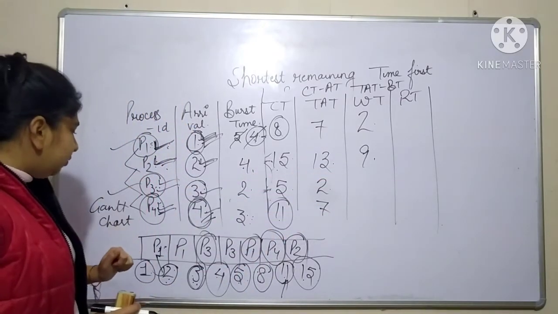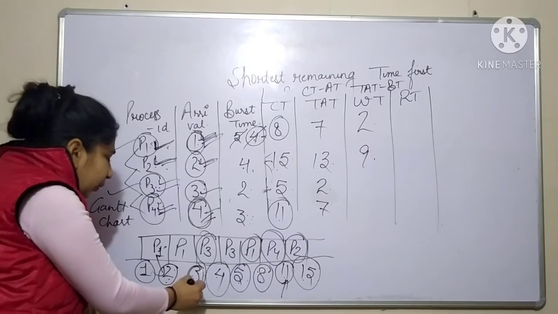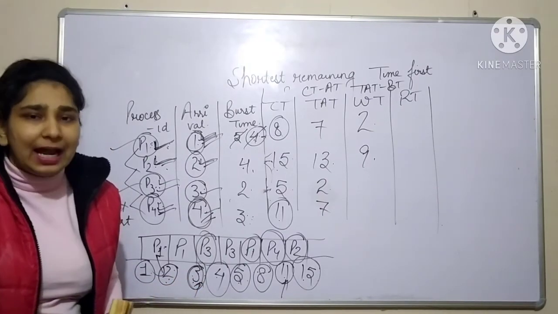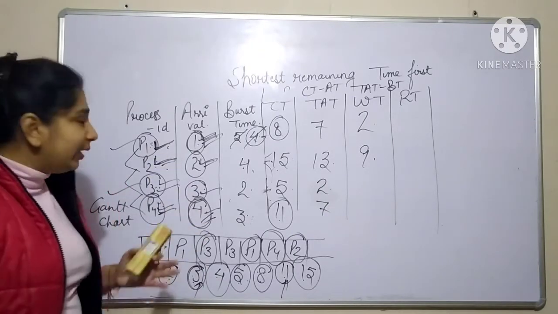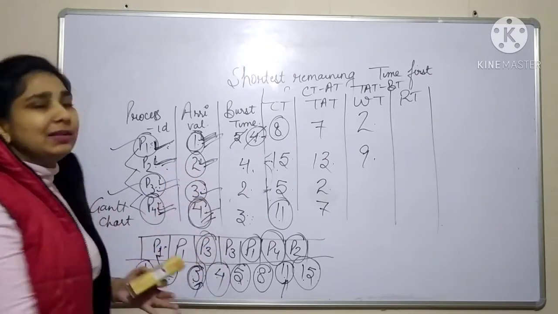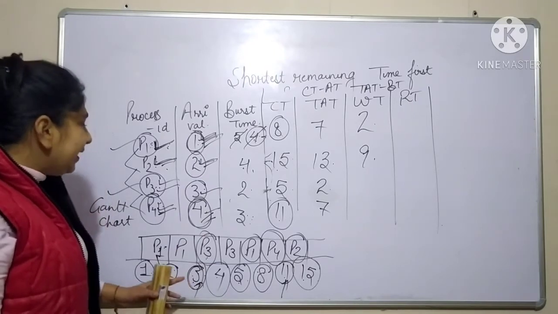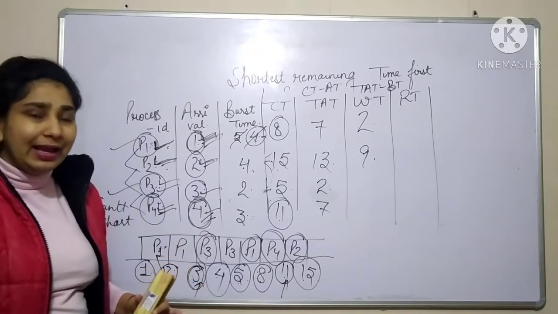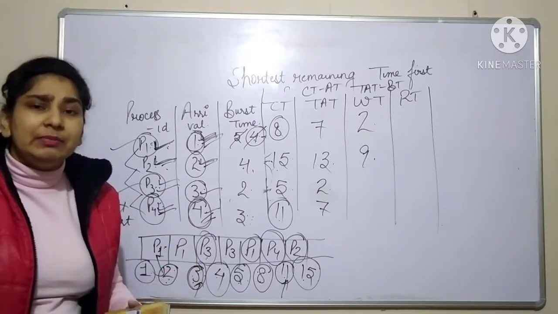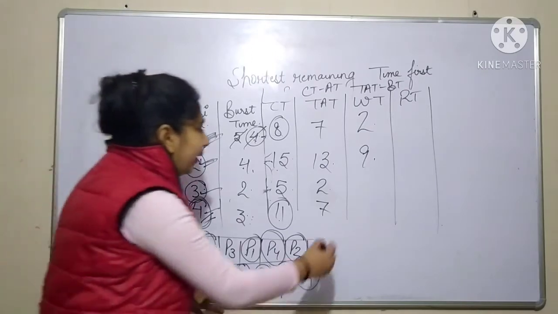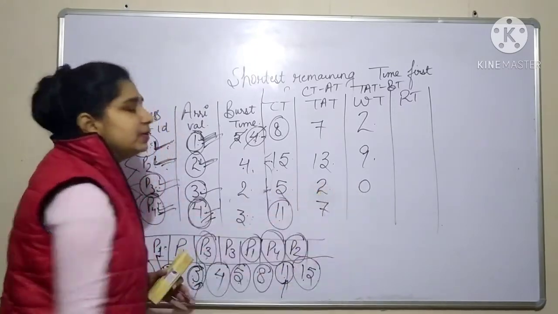Next we have process P3. Process P3 arrived in the main memory at 3, and it was allocated CPU at the same time it arrived, because its burst time is much less than all the other processes. So it was given more priority among other processes. What is the waiting time of this process P3? Its waiting time is 0. It didn't wait at any point of time. As it is coming into the main memory, you are giving CPU to it. So waiting time is 0. Turnaround time minus burst time, 2 minus 2, 0.